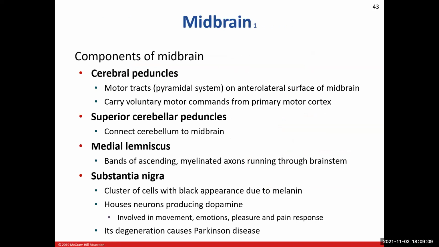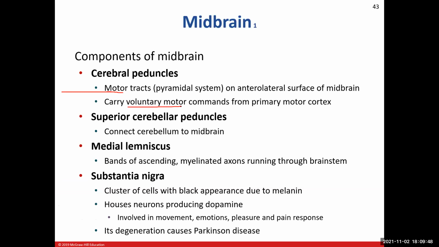So let's start off with the midbrain, the superior most portion of the brainstem here. And the first structures that you're going to notice are going to be the cerebral peduncles, and they're part of our pyramidal system. And again, we'll cover this more in detail in chapter 14, but that has to do with our motor tracks. And motor tracks are descending tracks. And specifically, these type of motor tracks will carry voluntary motor commands, which means that these motor tracks are going to influence and innervate skeletal muscle tissues.